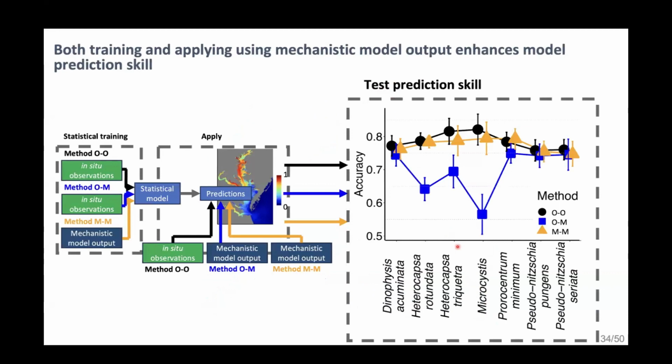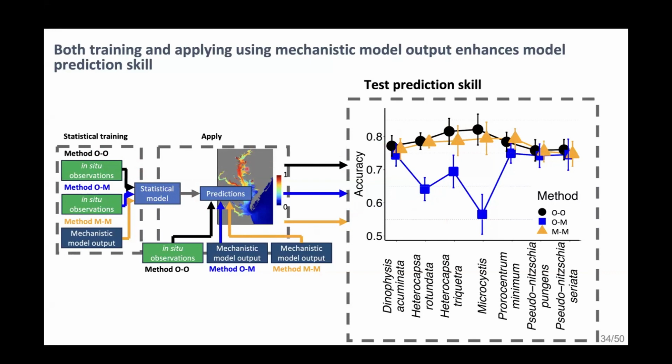Okay, finally, let's have a look at the actual results coming from our 3 modeling experiments. Here on the y-axis, I show the accuracy, and on the x-axis, the 7 taxa that we focus on. Let's start with method 00, where we train the statistical model using in situ observations and also apply it using in situ observations. We get accuracies in the high 70s, 80s, which is pretty good, especially given the simplicity of our generalized linear model.